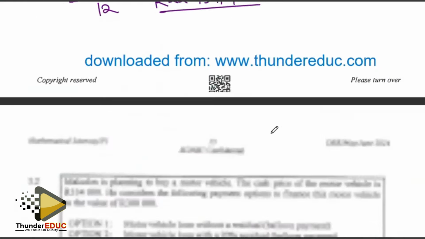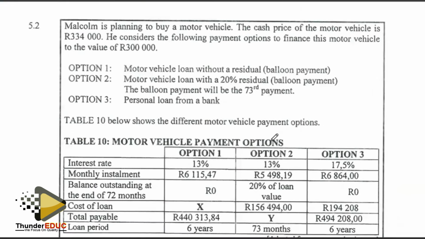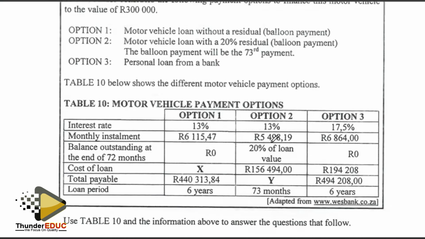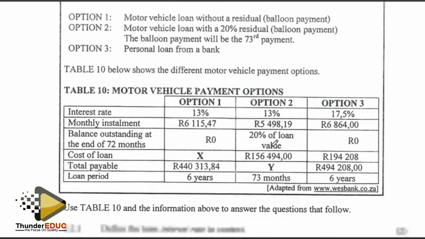Look at question number 5.2. Malcolm is planning to buy a motor vehicle. The cash price of the motor vehicle is 334,000. He considers the following payment options to finance the motor vehicle to the value of 300,000. Option number one, the motor vehicle loan without a residual balloon payment. Option number two, the motor vehicle loan with a 20% residue balloon payment. And then number three, personal.